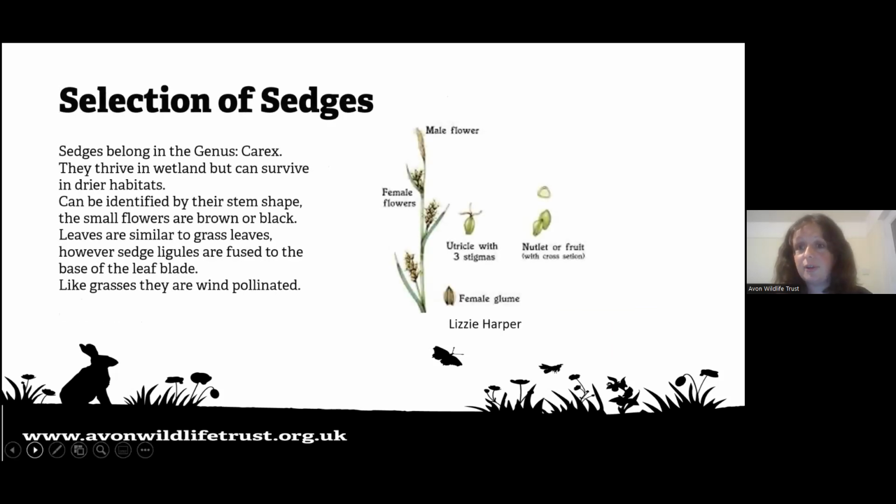A selection of sedges. Sedges belong to the genus Carex. They thrive in wetland, but can survive in drier habitats and can be identified by their stem shape. Leaves are similar to grass leaves, and the sedge ligules are fused to the base of the leaf blade, so it's all connected to the stem. And like grasses, they are wind pollinated.